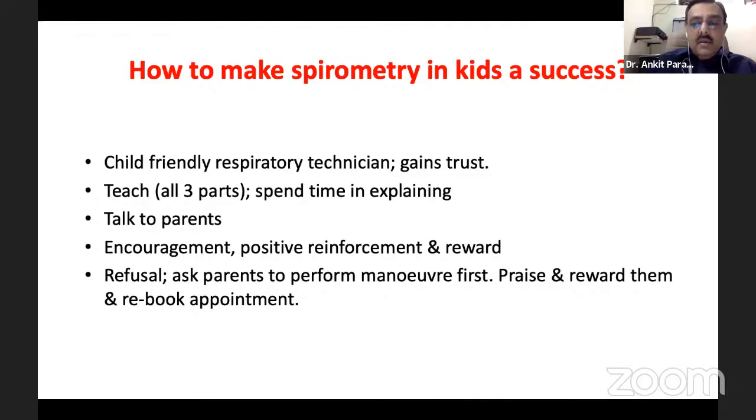So we would always tell children that once you do this, you will get a lollipop. You'll get 2 lollipops, and a lot of children are happy when they get one. And sometimes they would refuse to do it. They will not do it. So we still don't get angry with them. We praise them, and we can rebook an appointment and do it at a later date.